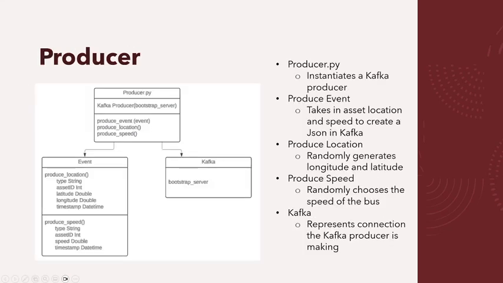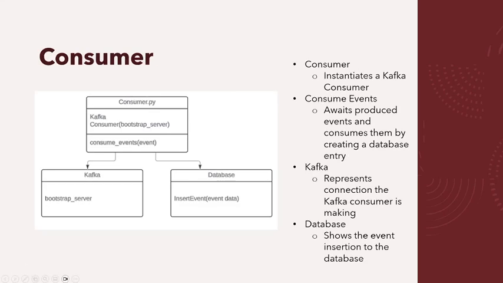For the producer, we produce location and speed events, and these are both done in a Python script. And so then it connects to the Kafka, where this location is then stored for the consumer to grab it from. Here you can see our consumer has a Kafka instance, which it's using to grab the information from Kafka, and then it'll be inserting that information into the database.